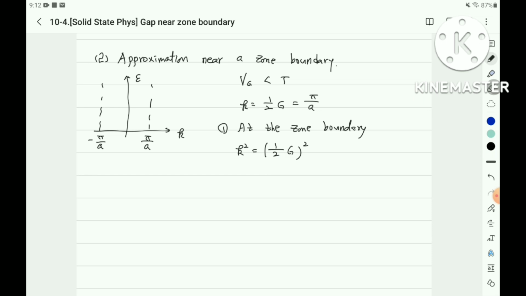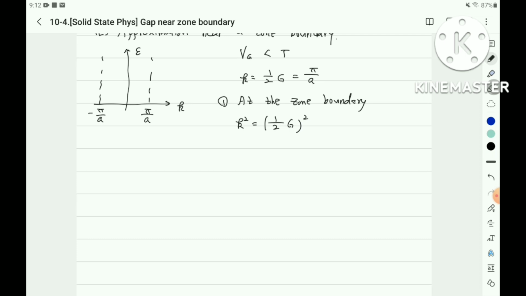Then because of the translation symmetry, k minus g, where g is a reciprocal lattice vector, and k are identical with each other, because a reciprocal lattice vector translation is the same as the original vector. Here k minus g squared is 1/2 g minus g, which is also 1/2 g squared. Therefore, at the zone boundary it is plus or minus 1/2 g, as you know.